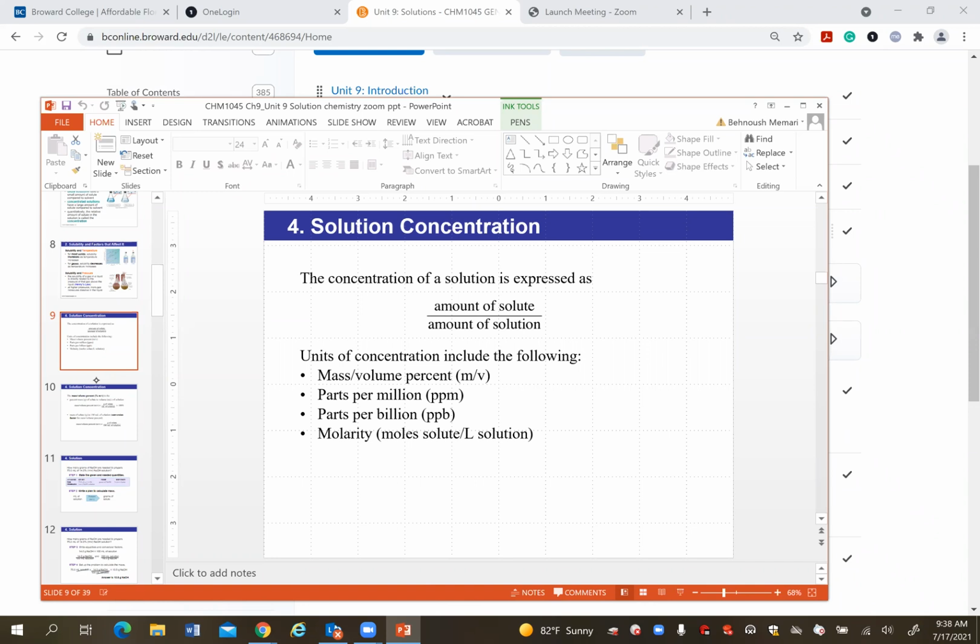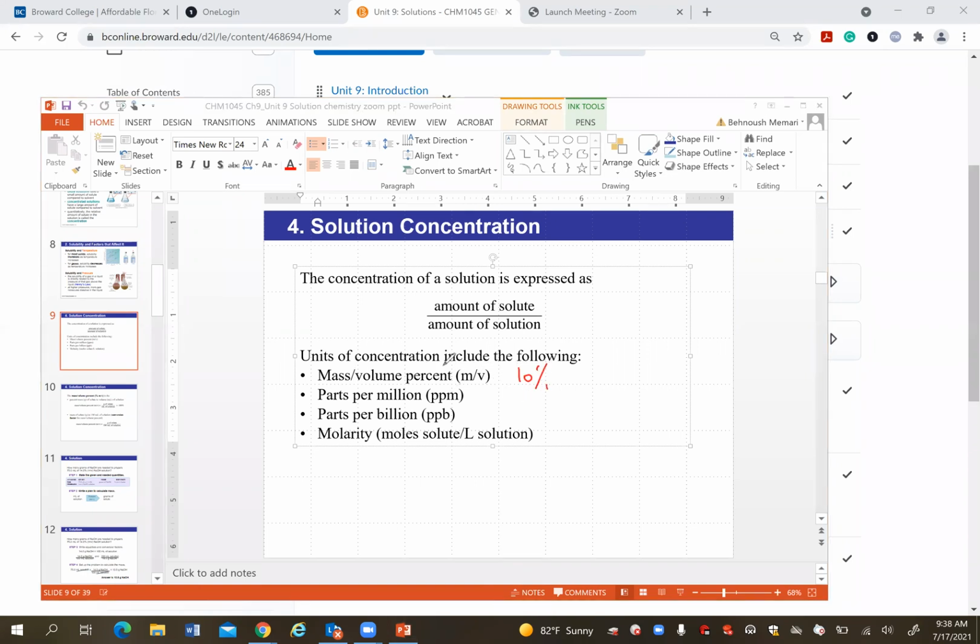One of those concentration units can be percent, which is a mass volume percent. So if you say 10 gram of salt in 100 milliliter of solution, this is the volume of the solution, 10 gram of salt, that means a 10% mass volume solution. So that's one of the units, the amount of the solute in the amount of the solution.